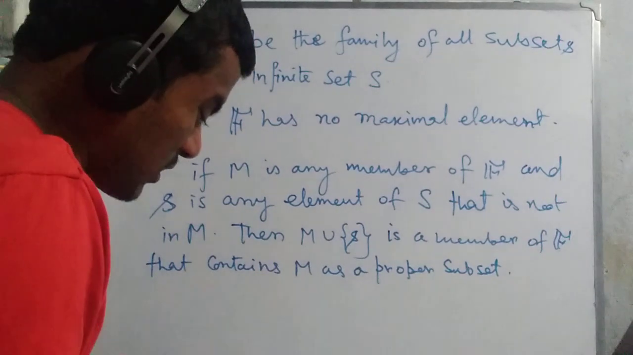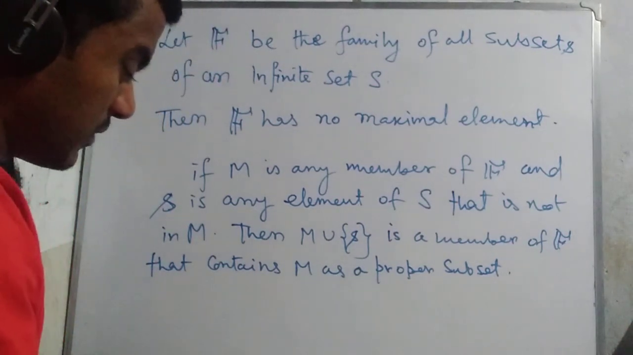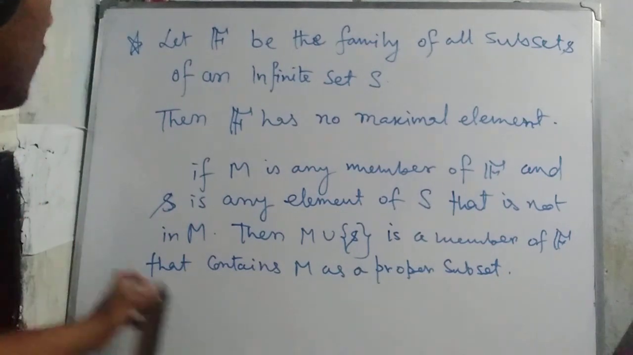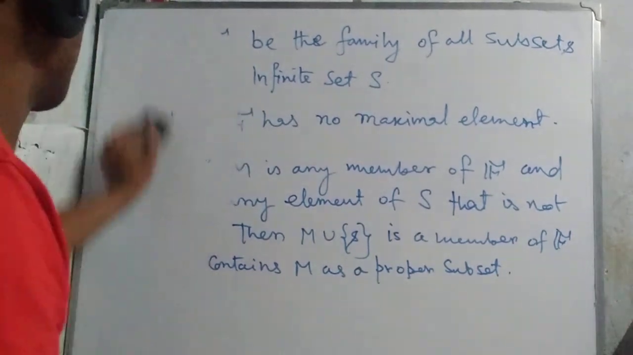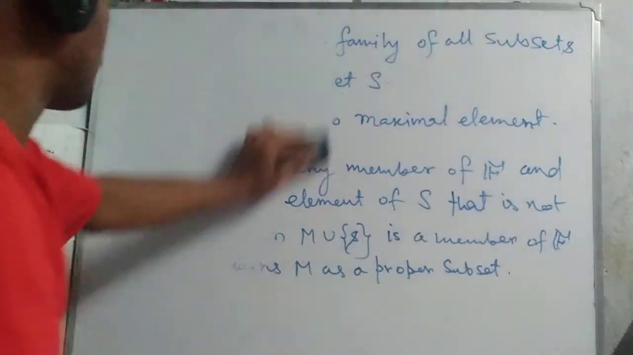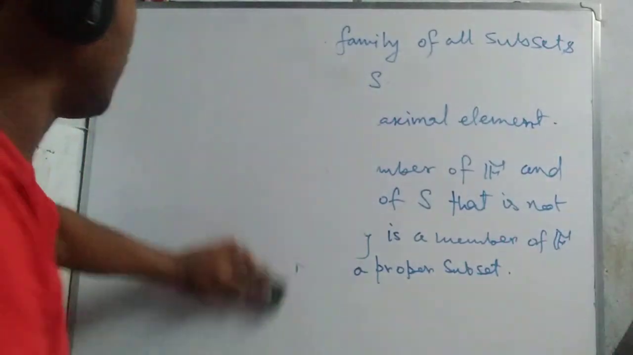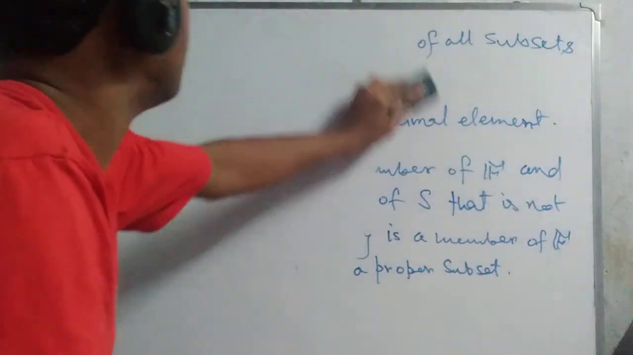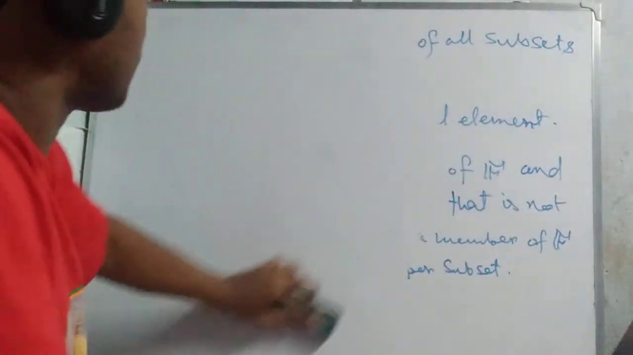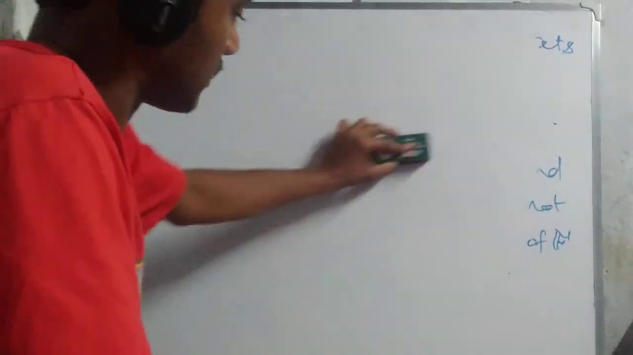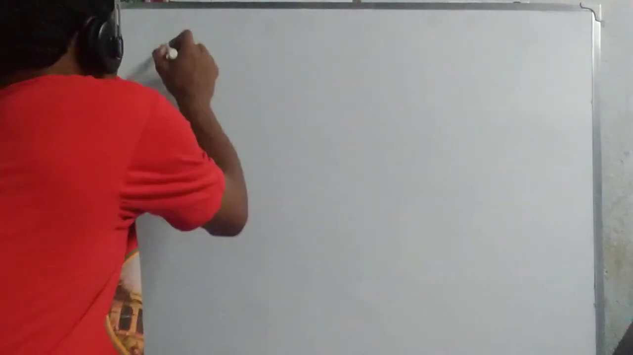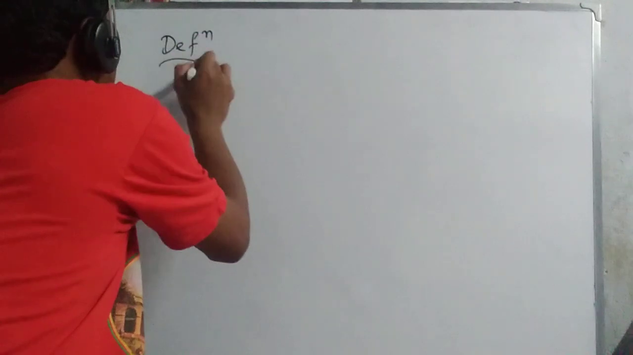Then we also discuss another definition, chain. We have no need to discuss another example to understand this maximal element or maximal member of some collection of sets. So now we write here the definition.